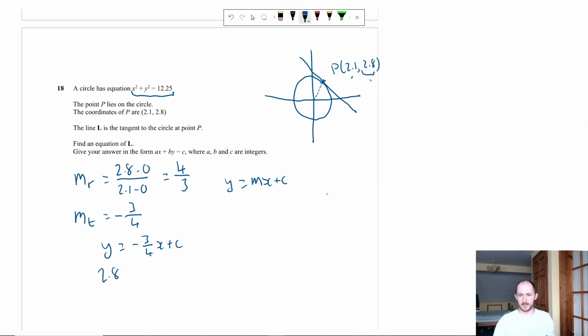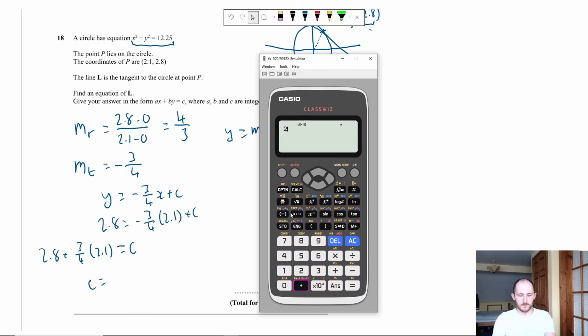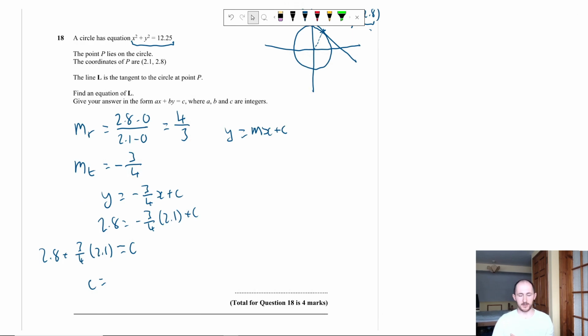So 2.8 is equal to negative 3/4 of 2.1 plus c. So I'm going to add that whole thing to both sides and just use a calculator to work out what my value is. Now I'm expecting to get a fraction. This is a good thing, believe it or not. 2.8 plus 3/4, so that's 0.75. I'm just too lazy to press the fraction button on my calculator. 35/8. Good, this is really good, believe it or not, again. So my equation is now y is equal to -3/4 x plus 35/8.